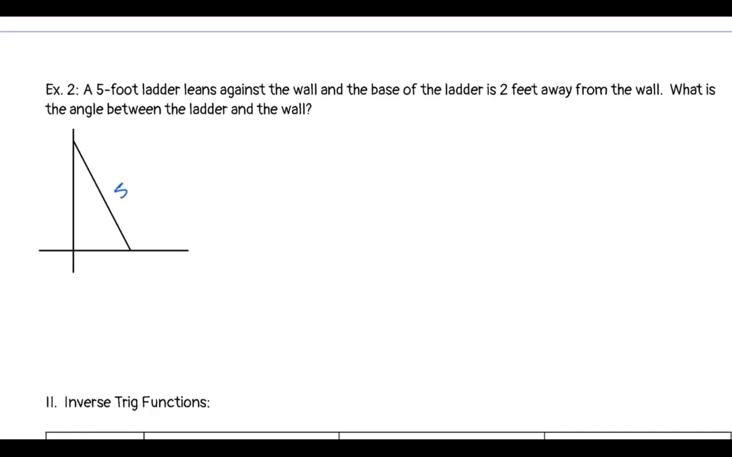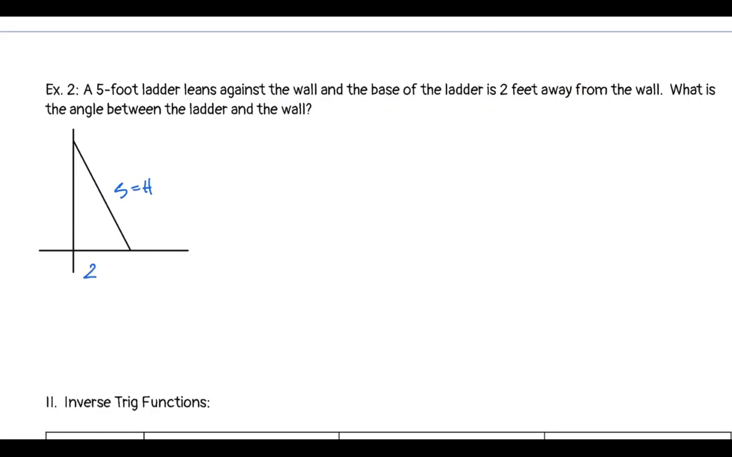All right. And let's see, a 5-foot ladder leans against the wall and the base of the ladder is 2 feet away from the wall. Where do we label the 2? Perfect, so we'll have 2.